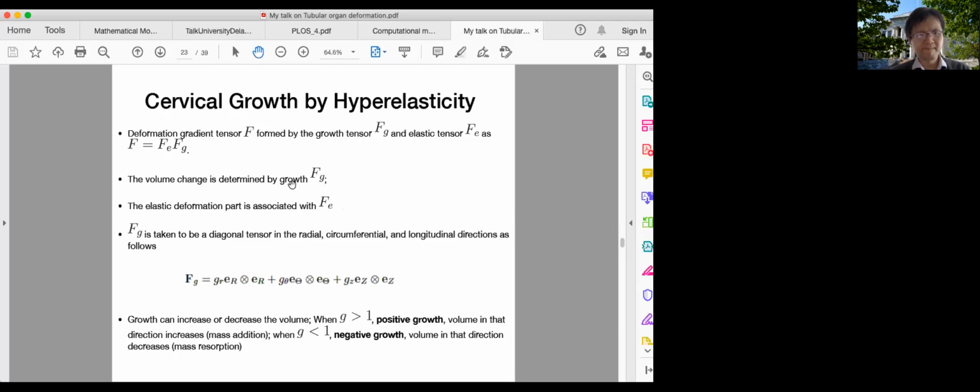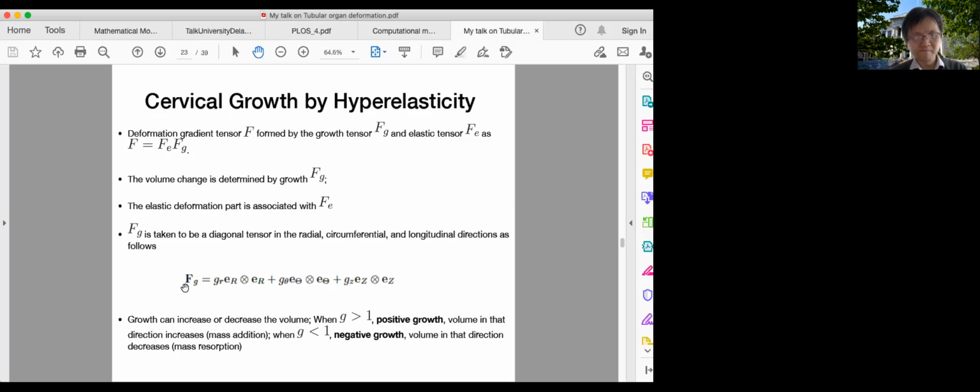Also, we model the cervix growth by hyperelasticity. And particularly, we model this one by morphoelasticity. For morphoelasticity, we have a deformation gradient tensor F equals Fe times Fg. Fg is for the growth tensor. Fe is for the elastic deformation. So the volume change is determined by the growth Fg, and the elastic is determined by the Fe.